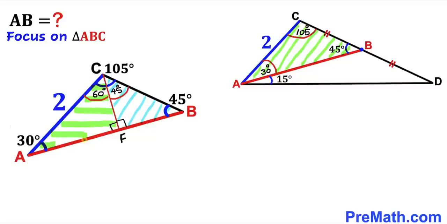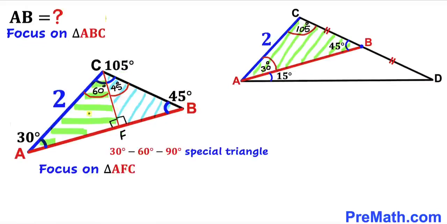And now let's make an observation. We can see in this right triangle AFC, if this angle is 30 degrees and this angle is 90 degrees, so therefore this angle has got to be 60 degrees. And likewise, in this other right triangle BFC, if this angle is 45 degrees and this angle is 90 degrees, so therefore this angle has got to be 45 degrees as well.